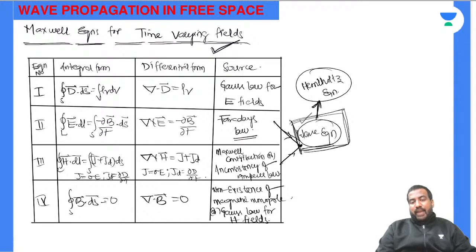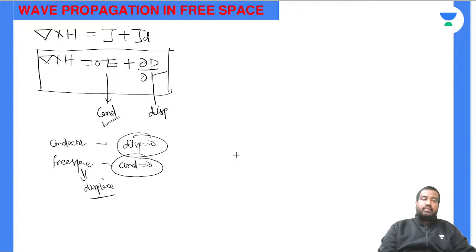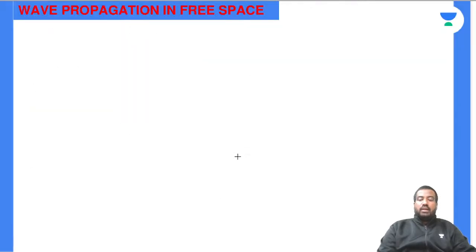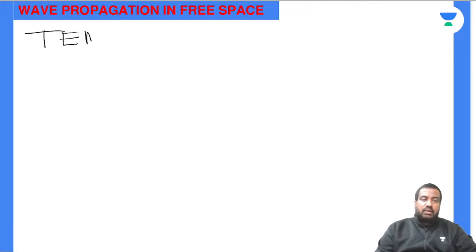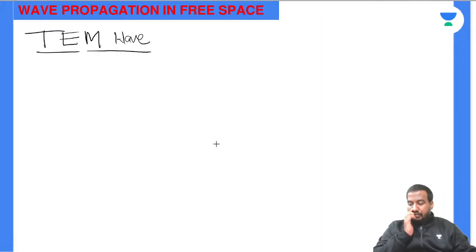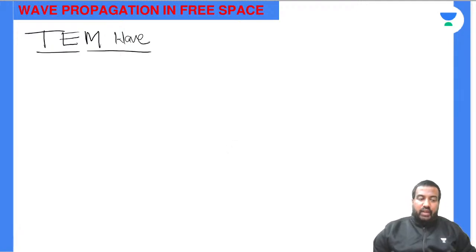So when you add these two Maxwell equations, you get a wave equation called the Helmholtz equation, which will tell you the behavior of a wave. And the wave you are getting here is called a TEM wave. And the wave you get here is a TEM wave. Now you tell me, is that clear, everyone?